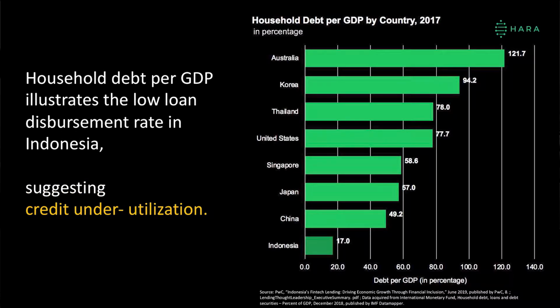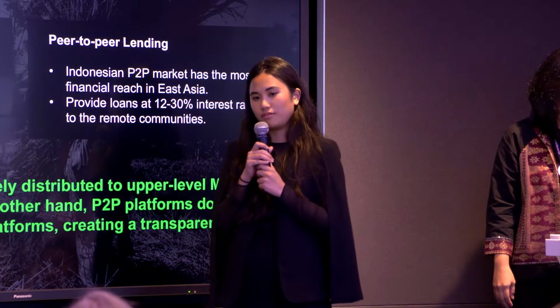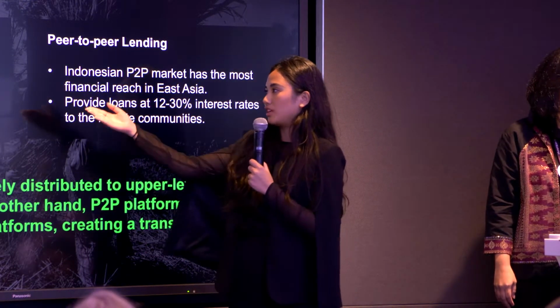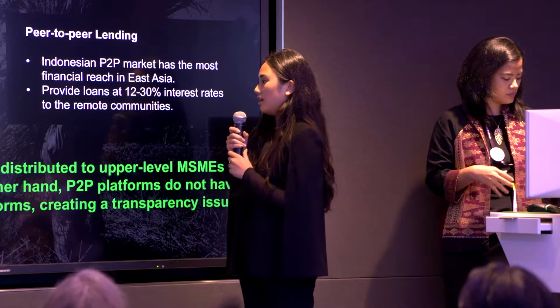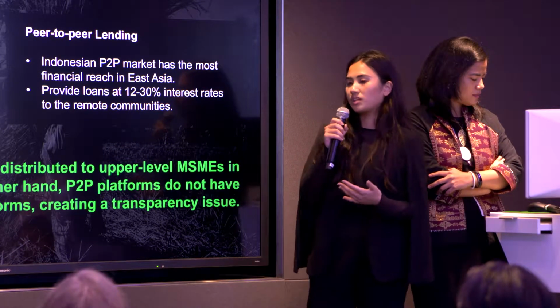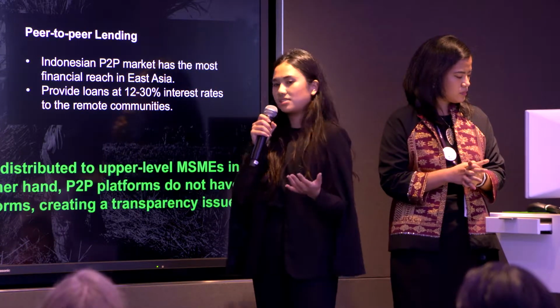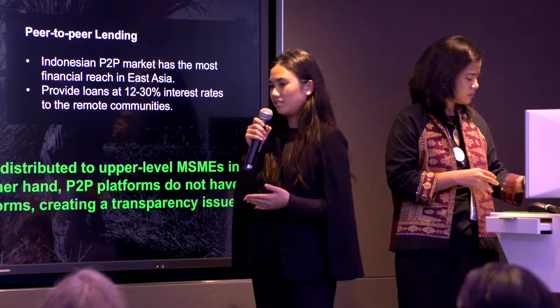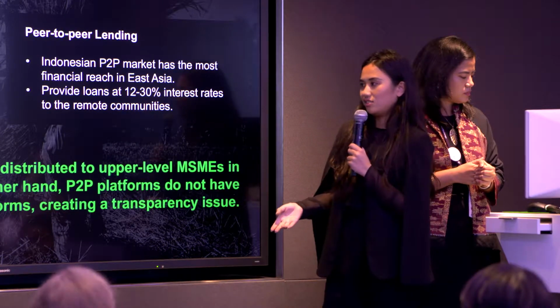And I would like Magisha to share about the current solutions. To tackle the high agricultural costs, the Indonesian government has several initiatives in place, one of them being KUR. Kredit Usaha Rakyat is a national microloan program where state banks offer loans at around 7% interest rates to micro, small, and medium-sized enterprises. However, the Yusof Ishaf Institute conducted a study where they discovered only the upper levels of these enterprises actually benefit from the program.